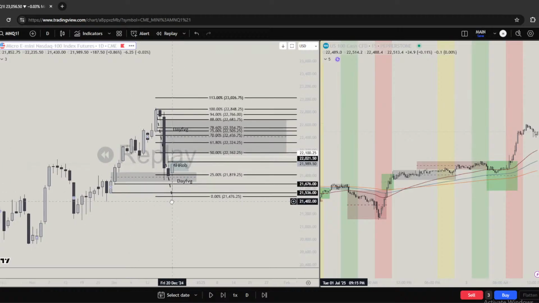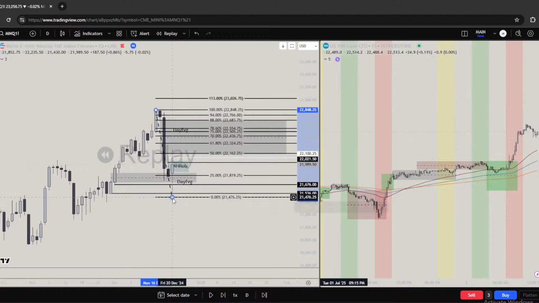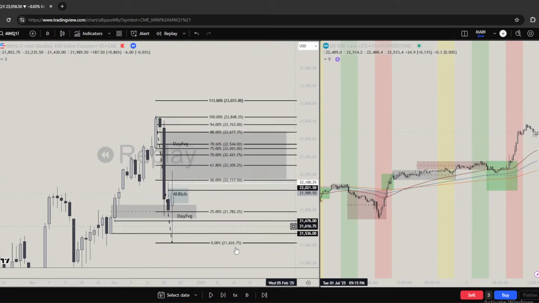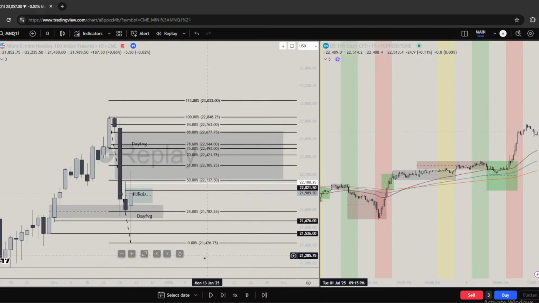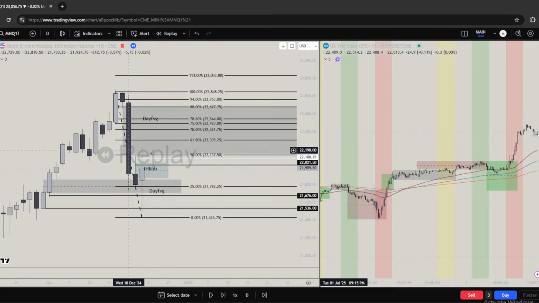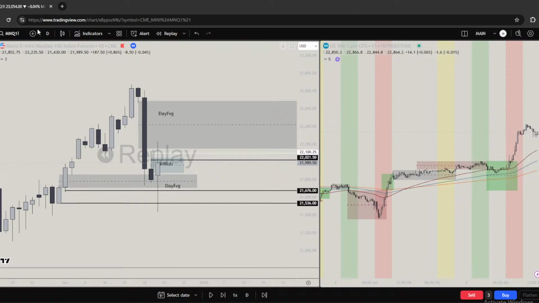I'm using my fib for my take profit zones. Trying to see where I want to do my take profit. Yeah, but it's 25 already. Looking at the 50%. Wait, it'll be the 50, 25, and 0. So I ran my fib the wrong way. Hold on.